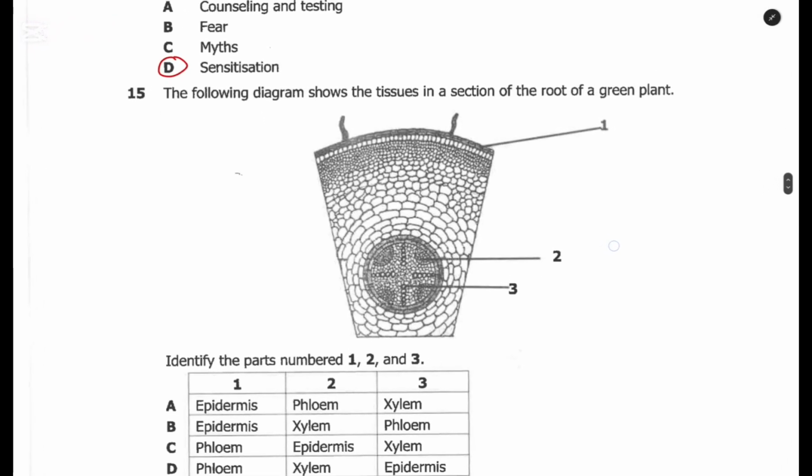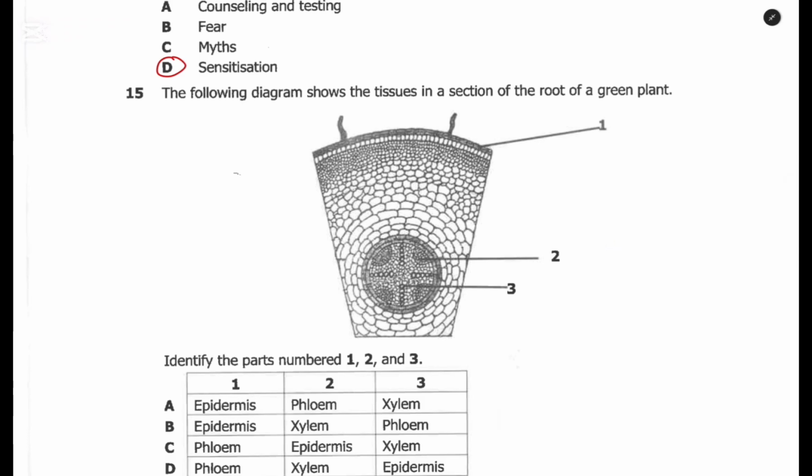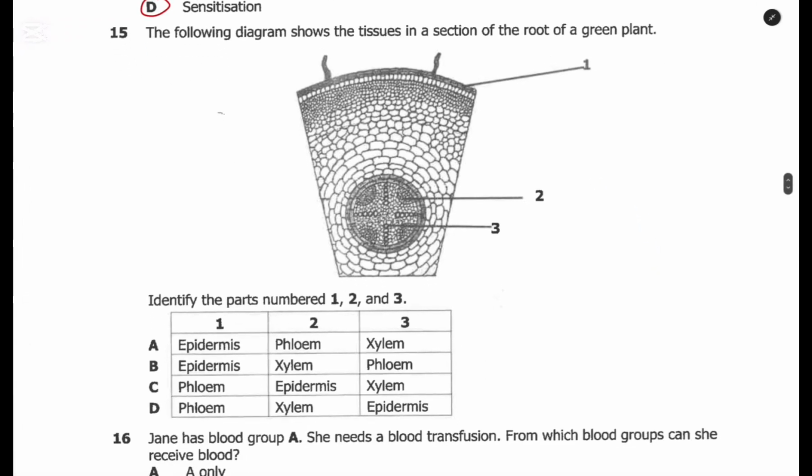The diagram below shows the tissue in the section of the root of a green plant. Identify the parts numbered 1, 2, and 3. The one that is numbered 1 is the epidermis, which means D and C are totally wrong. So we go for epidermis. Then 2 is the phloem. And of course the star-like part, I'm sure you're able to see it, is the xylem.